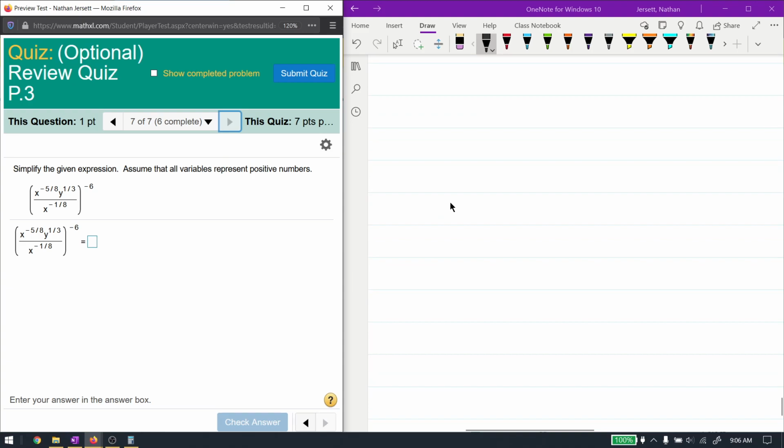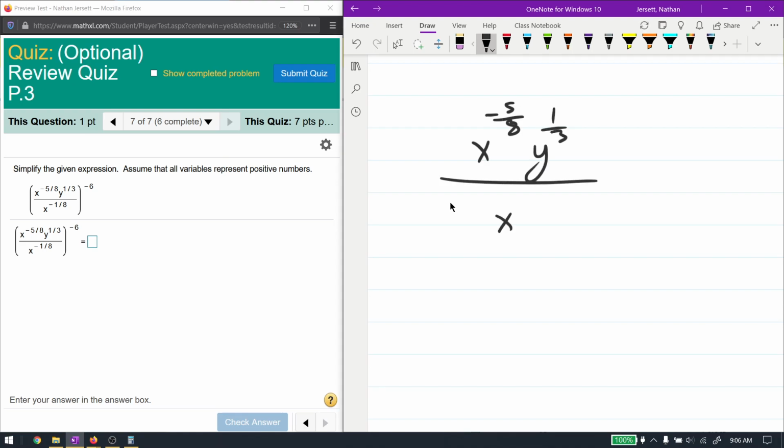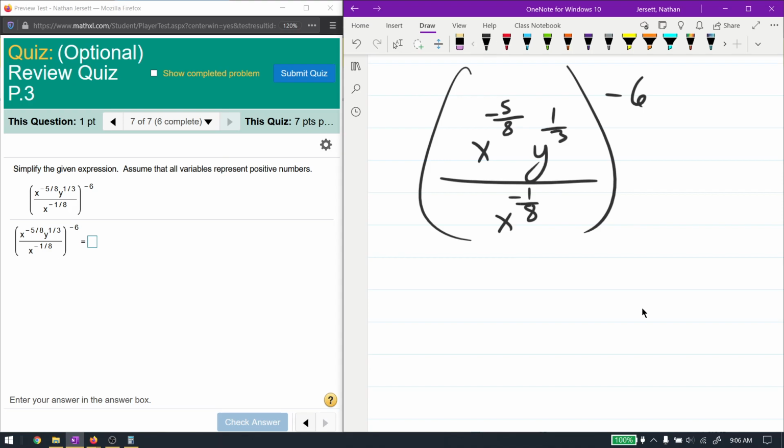Okay, this one we just need to simplify all the way down. We have x to the negative 5/8, y to the 1/3, over x to the negative 1/8, and that whole thing is to the negative 6 power. Once again, this is very similar to the P.2 work. All I'm going to do is have like bases. We have x and x, so this can be shifted over some. We have that divide there, and this is just over 1.